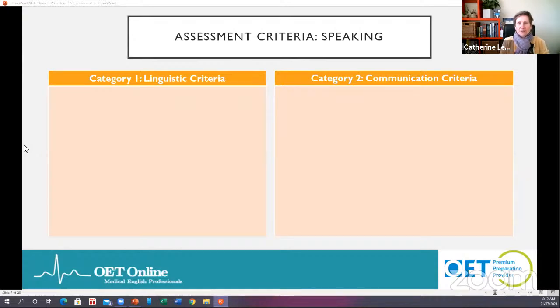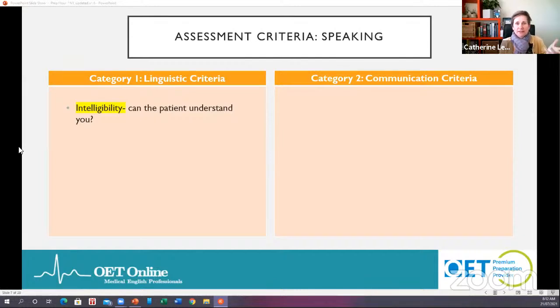So what are some of the things that are assessed? We've got two different categories of criteria here. We've got the English language linguistic skills, and then we've got your clinical communication criteria. So what I'm looking for here is which of these things are assessing your medical knowledge, if any?